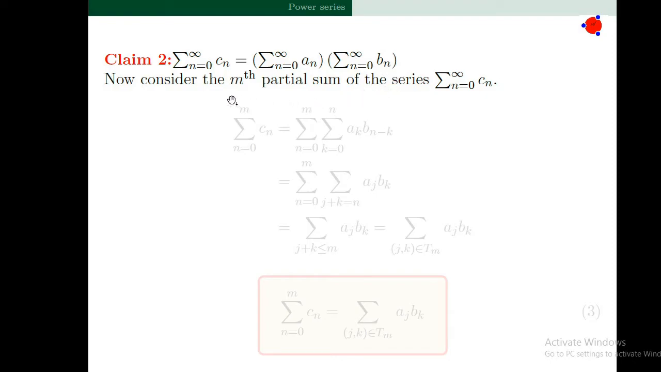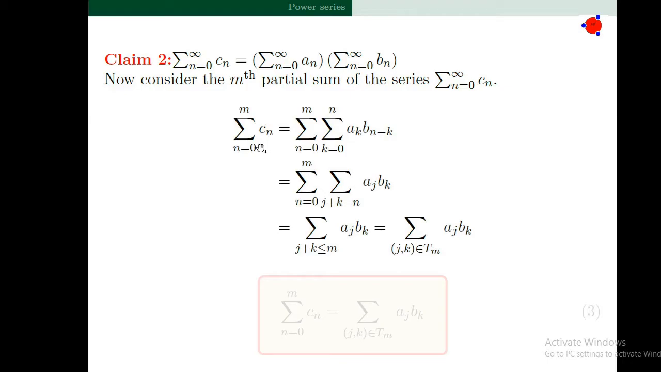So to prove this, consider the partial sums of the series sigma n equal to 0 to infinity cn, and this is the m plus 1 th partial sum of the given series. That is the m plus 1 th partial sum of the series sigma cn, but this is equal to the summation n equal to 0 to m, and by definition the term cn is the summation k equal to 0 to n of ak b(n minus k). But this second summation can be written as summation of aj bk such that j plus k is always n. The summation is with respect to all indices j and k such that j plus k is always n.